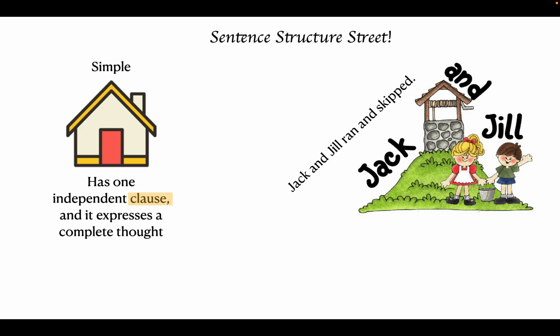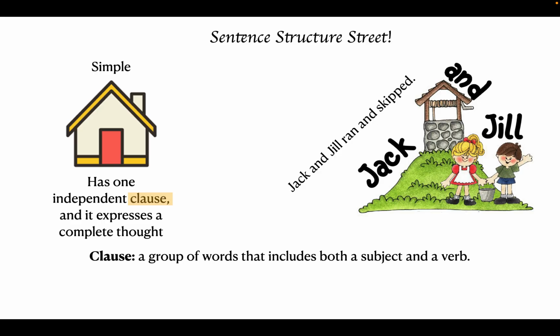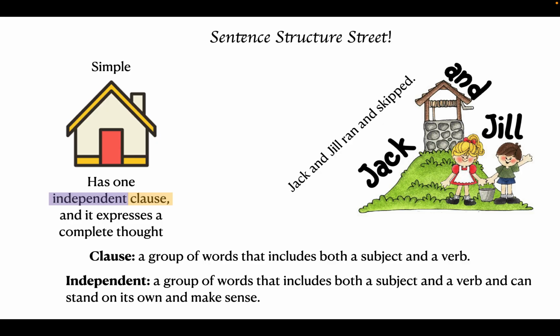So what is a clause? It's a group of words that include both a subject and a verb. So what do we mean when we say we have an independent clause? It's a group of words that include both a subject and a verb and can stand on its own and it makes sense. So it's a complete sentence.